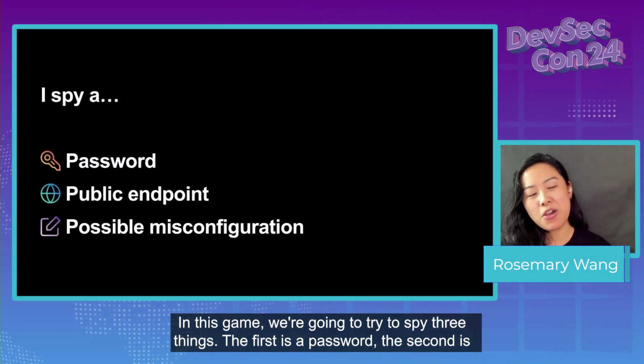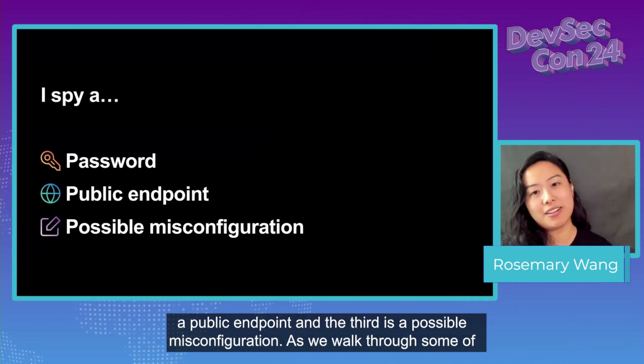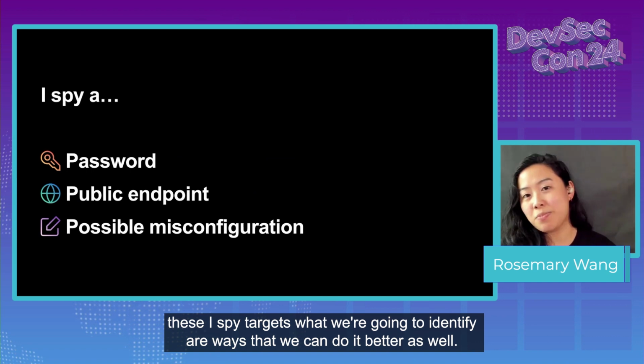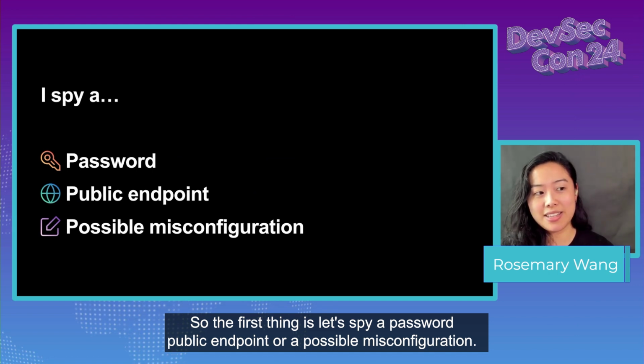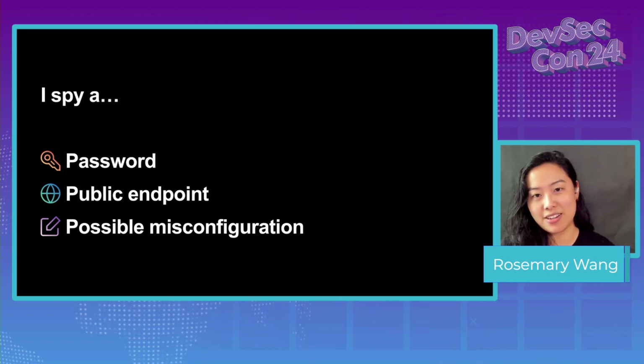In this game, we're going to try to spy three things. The first is a password, the second is a public endpoint, and the third is a possible misconfiguration. As we walk through some of these I Spy targets, what we're going to identify are ways that we can do it better as well. So the first thing is, let's spy a password, public endpoint, or a possible misconfiguration.